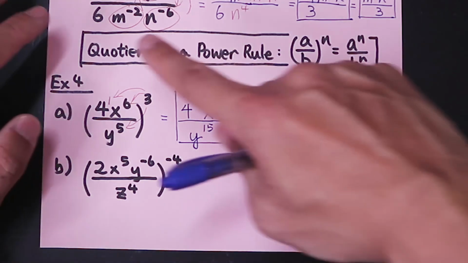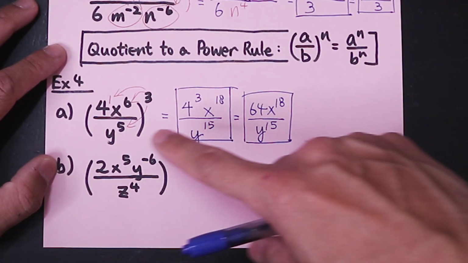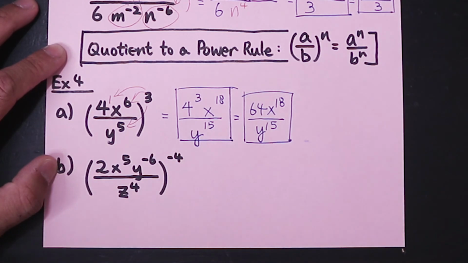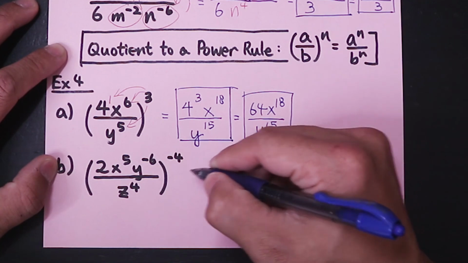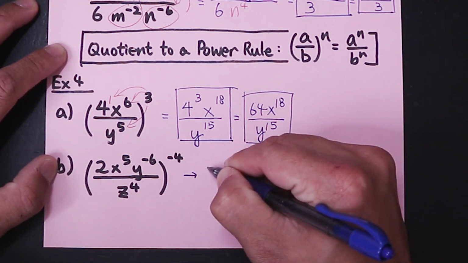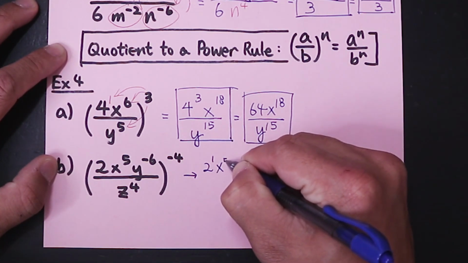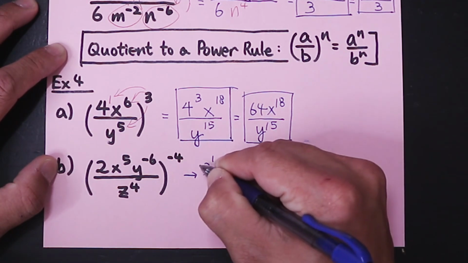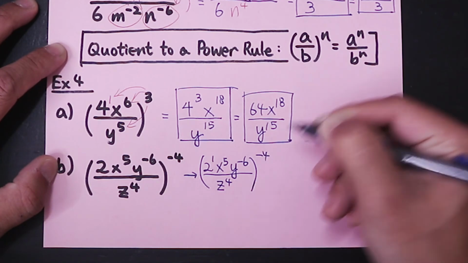Finally, we're on example 4b. Again, you notice that you have a big parentheses with a fraction raised to the negative 4th power. There are actually 2 ways to do it. I'm going to show you the first way. The first way is to make sure that everything has its own exponent: 2 to the 1st, x to the 5th, y to the negative 6 over z to the 4th, and then everything raised to the negative 4th power.